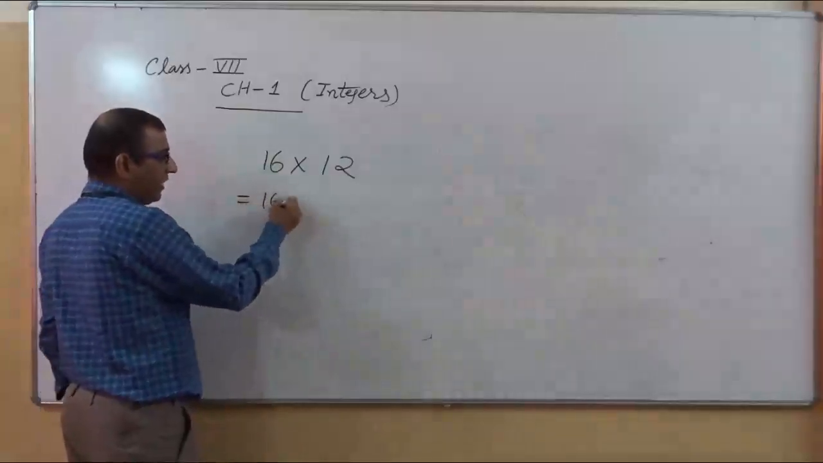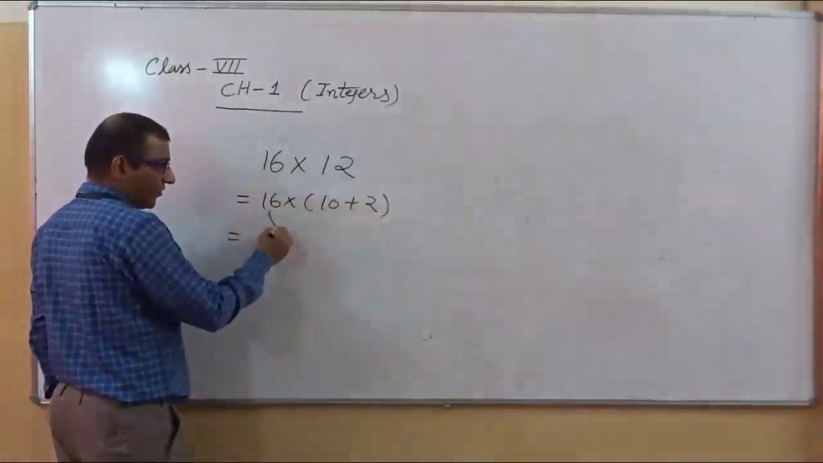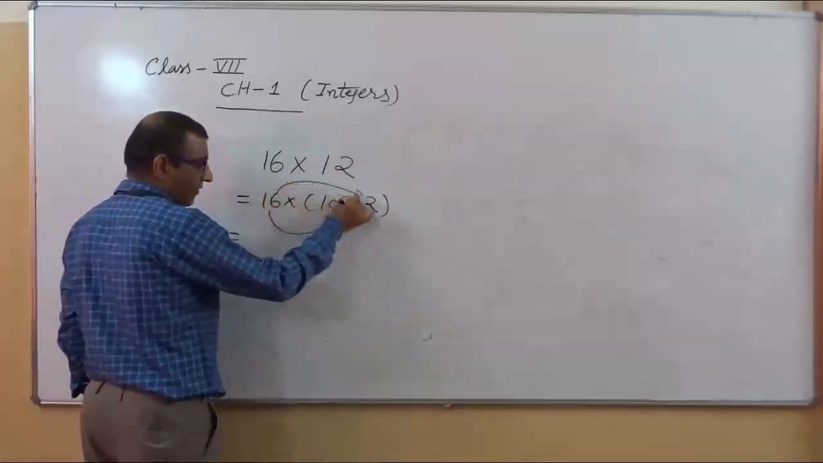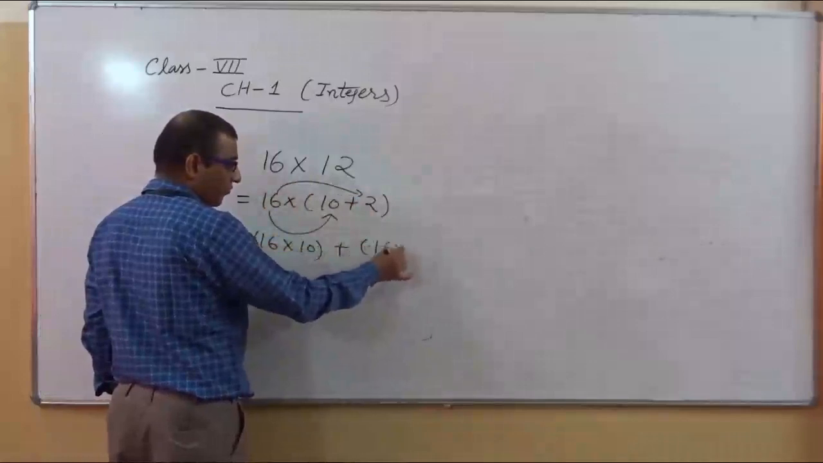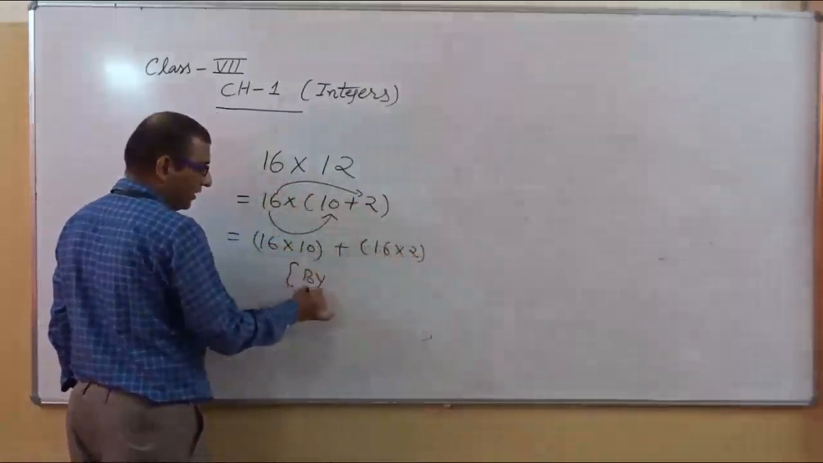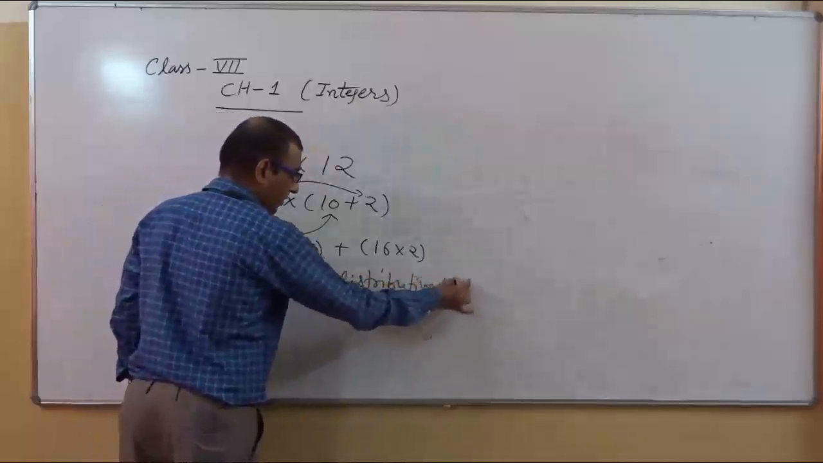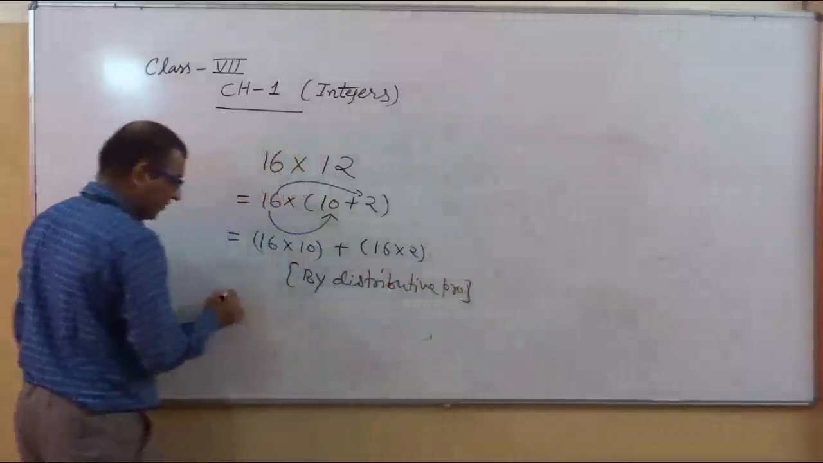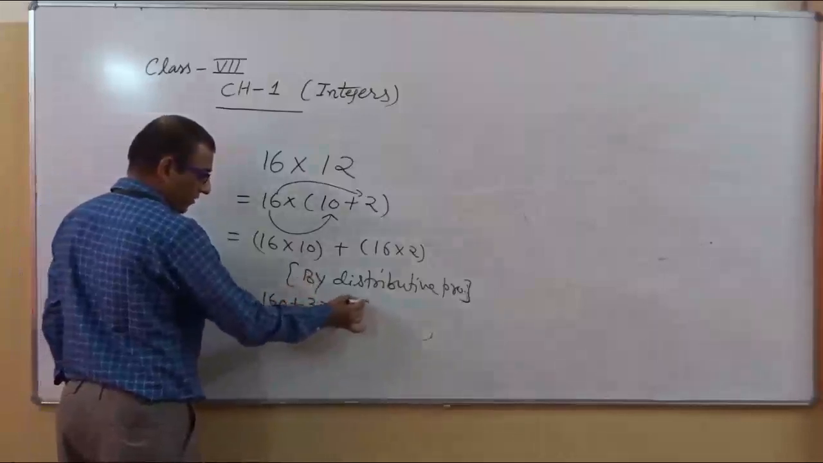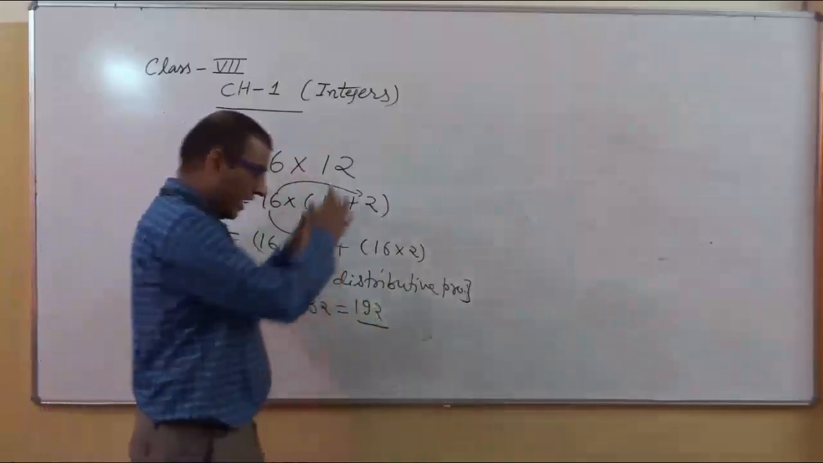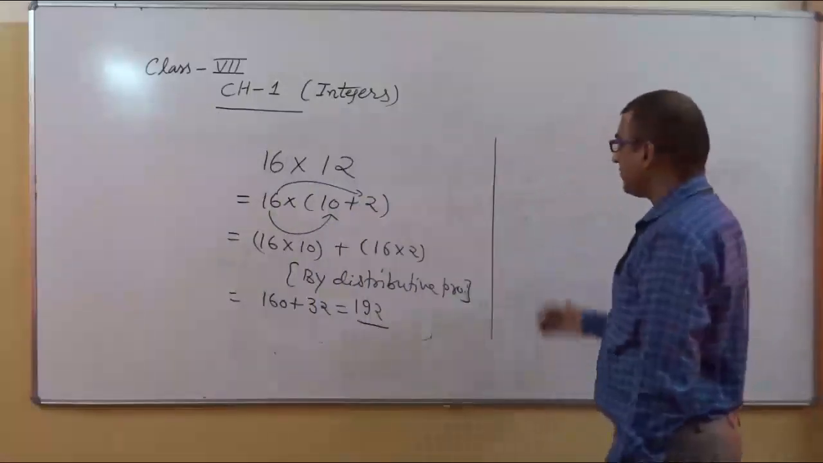As you know very well, 12 can be written as 10 plus 2. And as per distributive property, 16 multiplied first with 10 and then 16 multiplied by 2, it can be written as 16 into 10 plus 16 into 2, by distributive property. So what does it become? 16 into 10 becomes 160 and 16 into 2 becomes 32. So we will get 192 as our answer. With the help of this concept, it makes the multiplication easier. One more example.